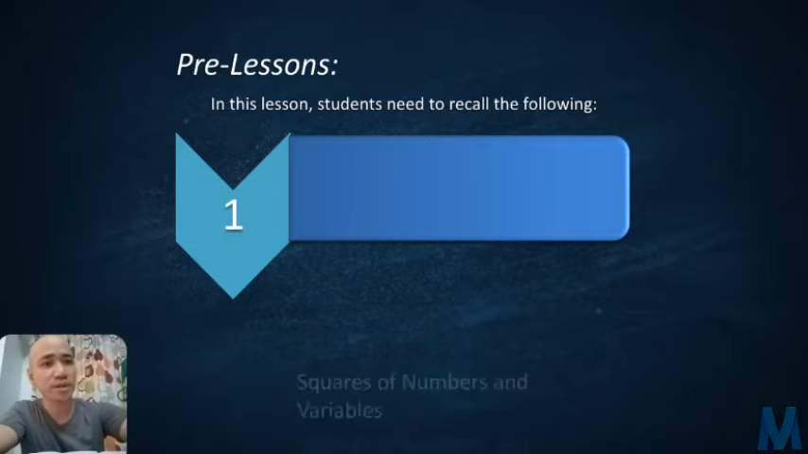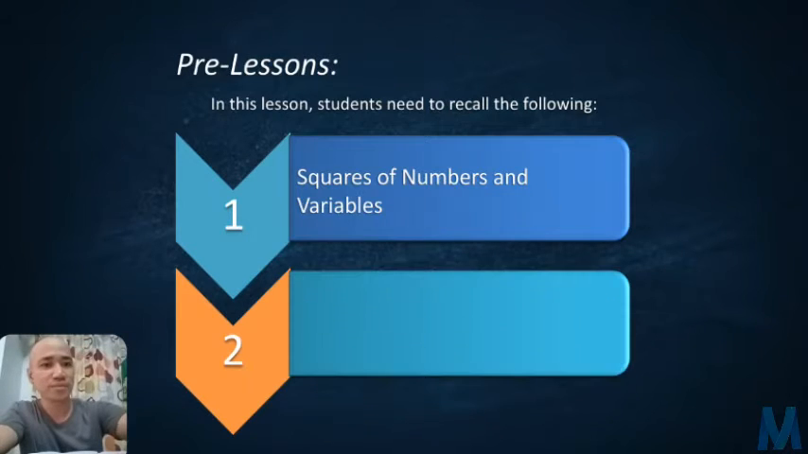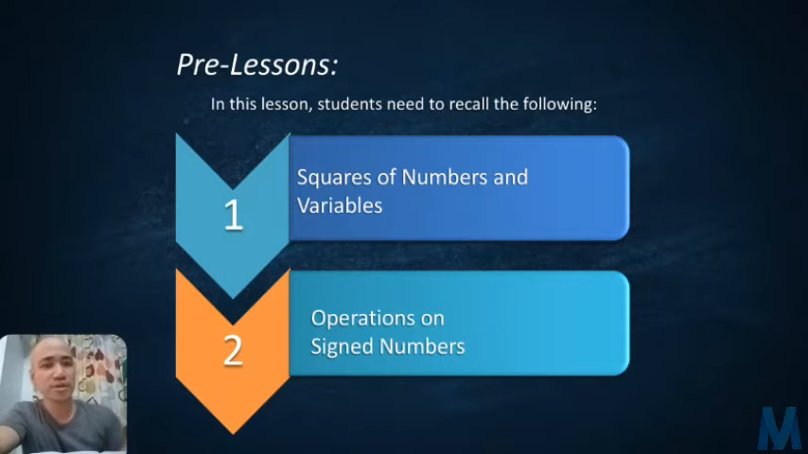So first, we have the squares of numbers and variables. Okay, so paano ikaw kambang ang isa ka number is a square or a perfect square? The same thing man sa variable. So nabalanta na sa atong mga lessons, no? Then we have operations on signed numbers. So importante gid nga i-recall naton kung paano mag-add, subtract, multiply, divide sa mga signed numbers or integers. May mga positive and negative. Okay?